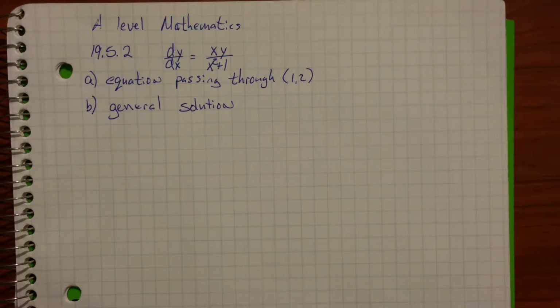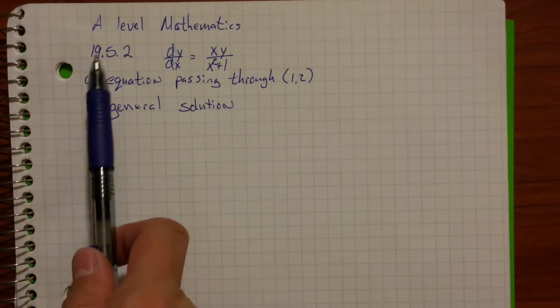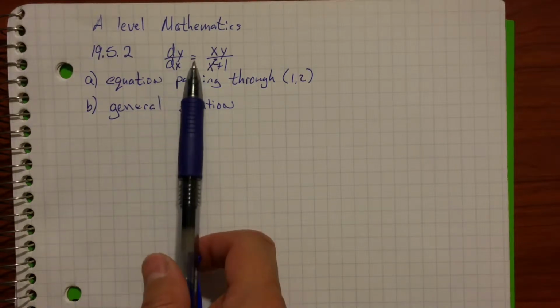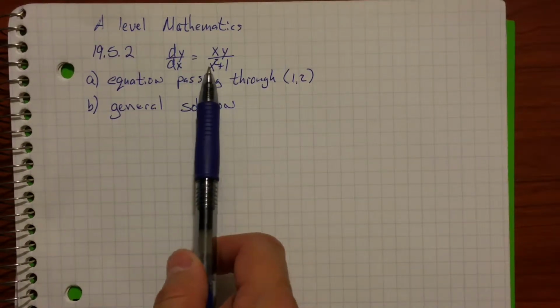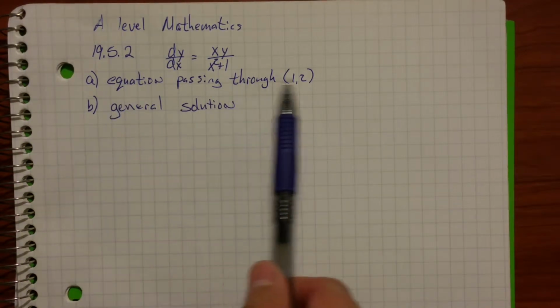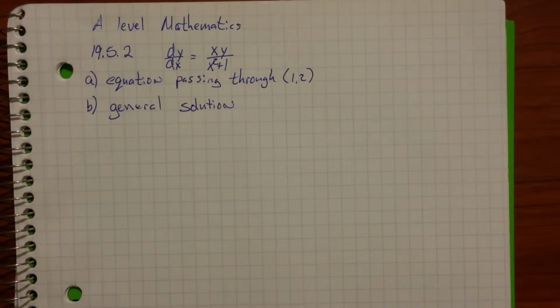This is A-Level Mathematics. We're going to be working on chapter 19.5.2. On this problem right here, we are given the differential dy over dx is equal to xy over x squared plus 1. Find the equation passing through this point and the general solution.